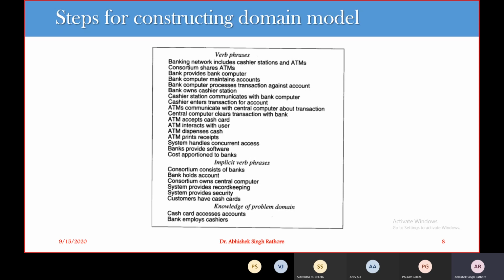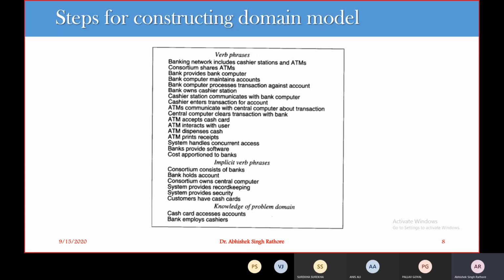Then consortium owns central computer. So we can say that a consortium owns a central computer. It means that this central computer might be a part of the consortium. As the consortium is the whole and the central computer is the part, this owns relationship reflects a composition relationship. Then system provides record keeping, so we can have an association link.